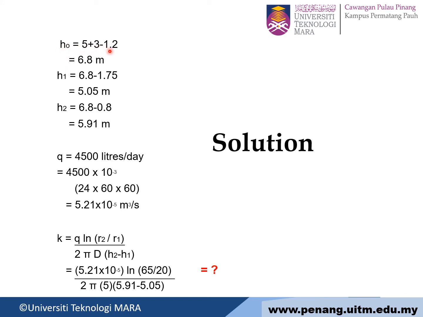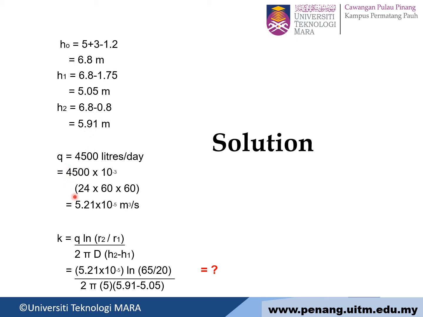5 plus 3 minus 1.2 is 6.8 meters. H1 is 6.8 minus 1.75. Okay, this is the answer. H2 is 6.8 minus 0.89. This is the answer.